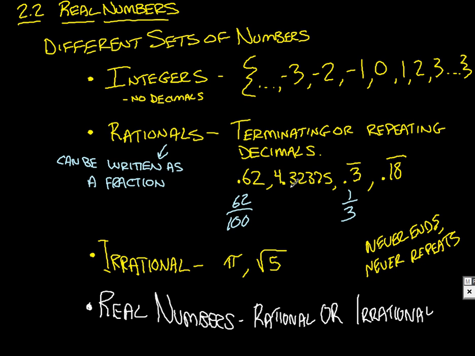Irrational numbers are ones that do not repeat. So pi, 3.141592, it keeps going forever and ever. Square root of 5 does not have a terminating decimal either. We don't have a specific number for the square root of 5. Now, the real numbers, which is what we talk about, is just the combination of the rationals and the irrational numbers. So that's what we are looking at.